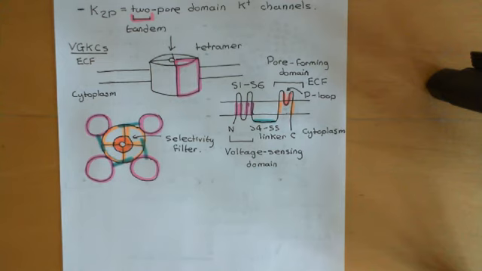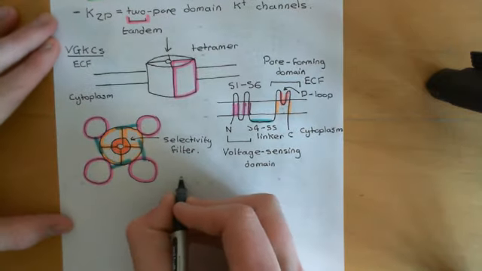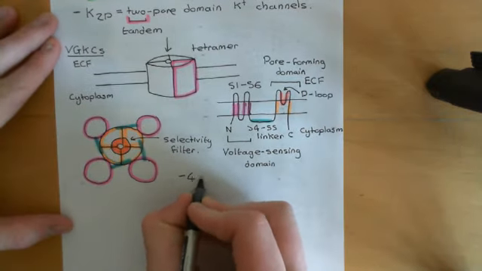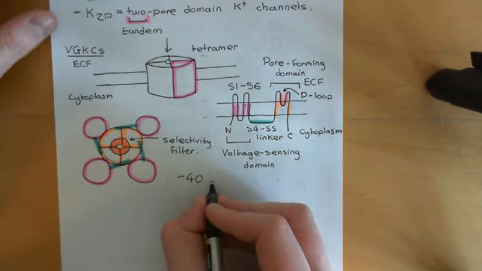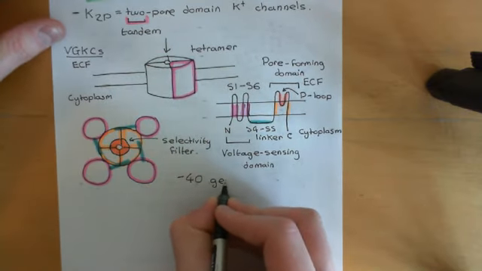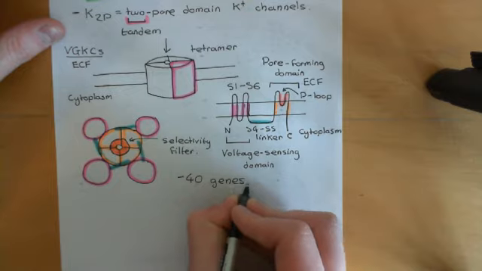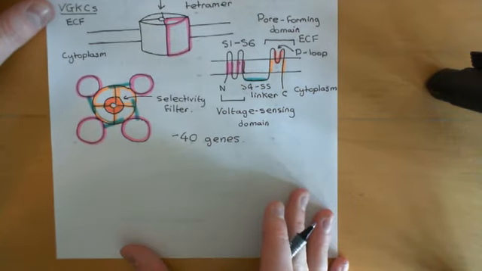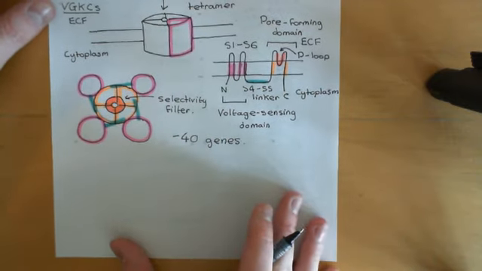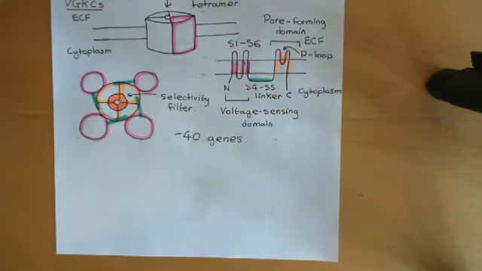Now, let's discuss how many different voltage-gated potassium channels there are, because it is an absolutely enormous family. There are in fact 40 different subunits for voltage-gated potassium channels. In fact, it's worse than that. There are 40 different genes for subunits of voltage-gated potassium channels, and these genes could have multiple splice variants, and I'm sure some of them do.